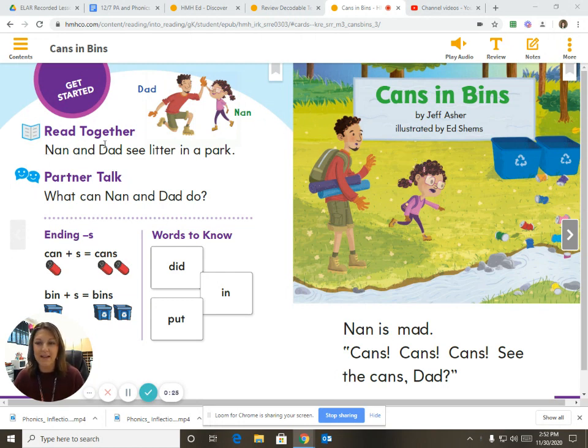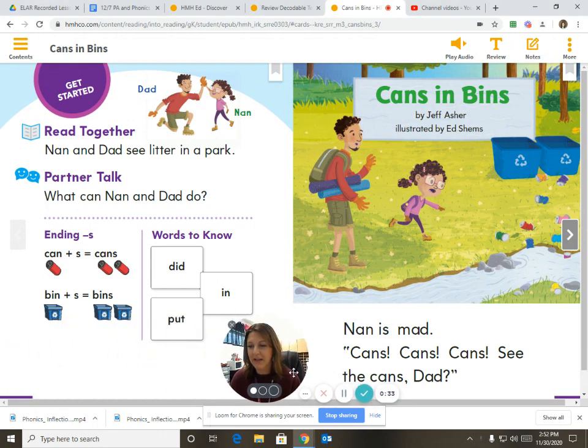So in this story, Nan and Dad saw litter at the park, and they have to figure out what they can do about that. Before we start reading, let's look at some of our ending S words. We had one can plus an S is going to equal cans, so more than one. Then we had one bin plus an S. We're going to put that S on the end of that word, and we're going to get the word bins. So we have more than one.